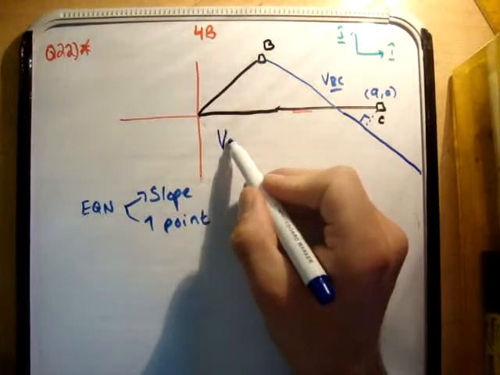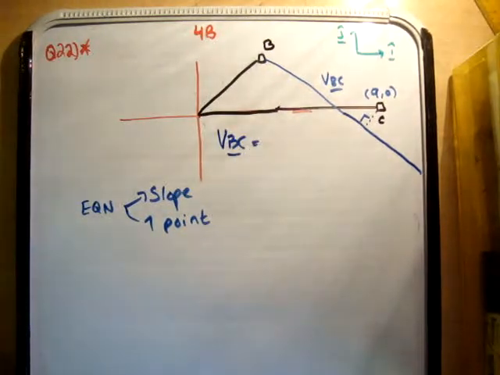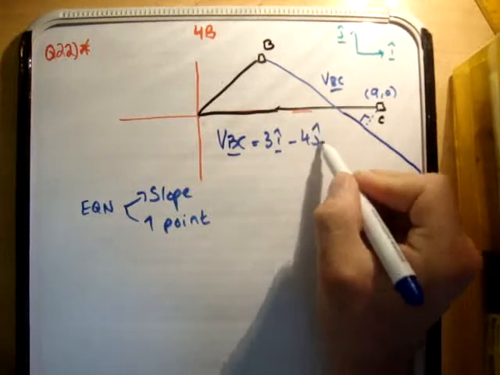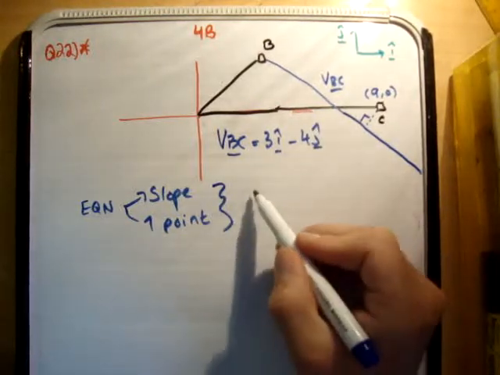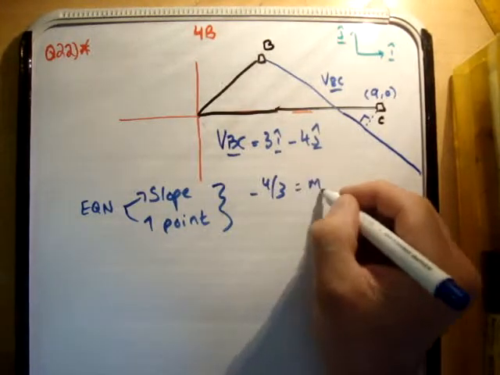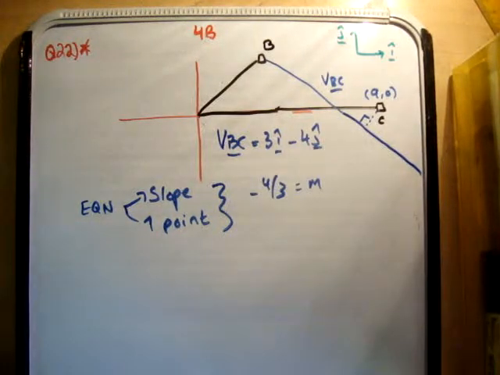Alright, so we know that VBC is equal to 3i hat, negative 4j hat. So just to get the slope of that, it's just the tan, so it's going to be negative 4 over 3. So m is equal to negative 4 over 3. Alright, so we have the slope. Do we have a point? And the answer is we do, because this is the motion of B.